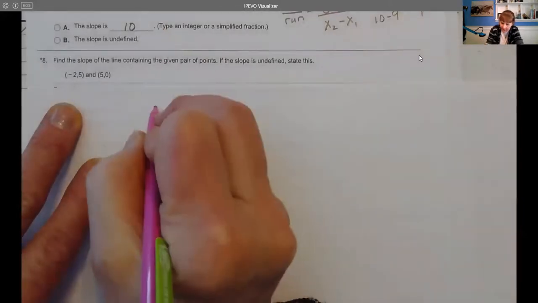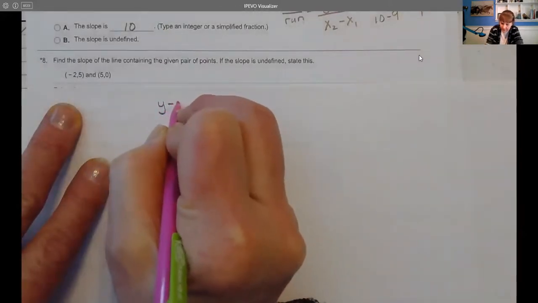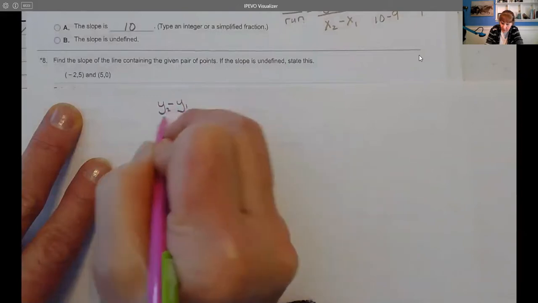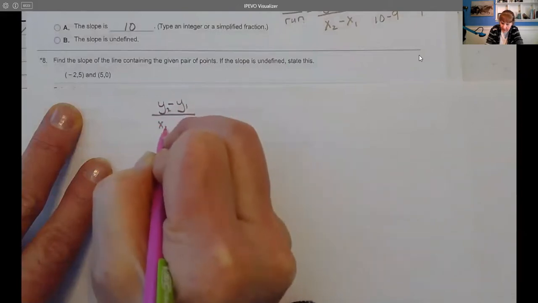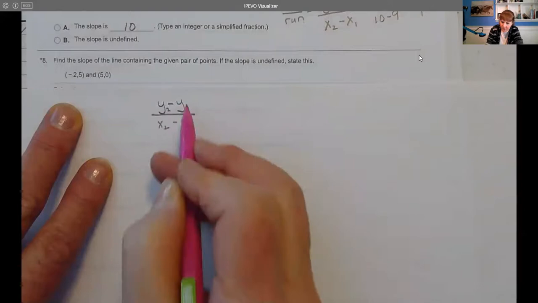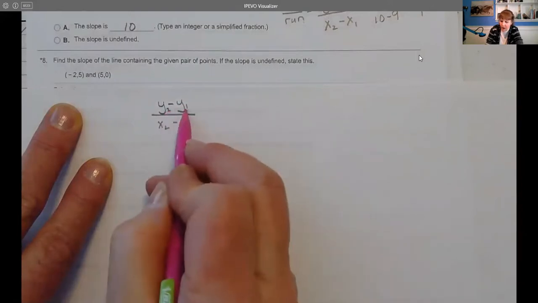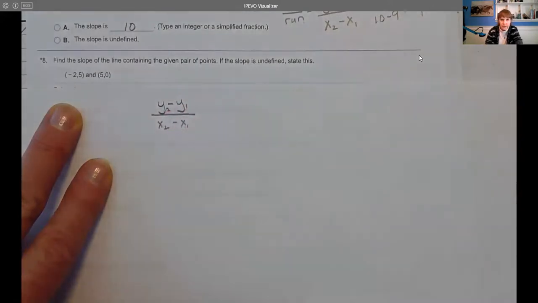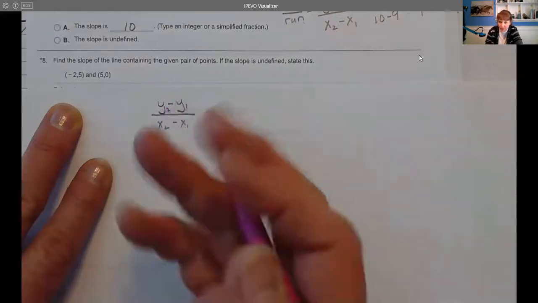I'm going to take the difference in the y's over the difference in the x's. And again, these subscripts just mean they're 2 different y's and you have 2 different x's. That's all those subscripts mean. You're not going to be multiplying it or anything.